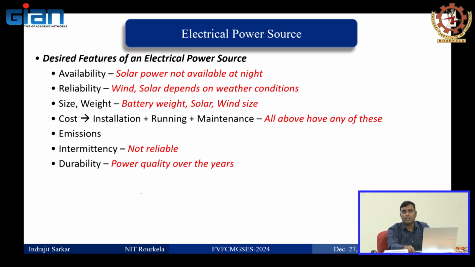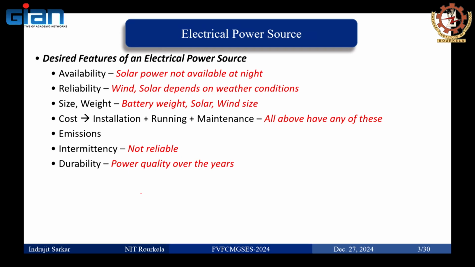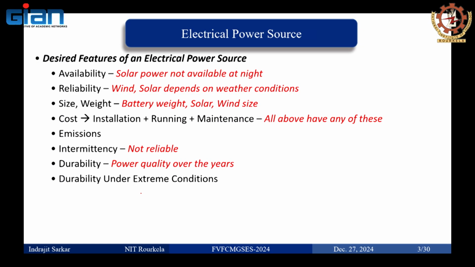Durability, it has to withstand harsh weather conditions. One professor was mentioning that they installed a solar park, and they installed this PMSG, permanent magnet synchronous generator, where the generator magnets were deteriorated because of extreme humid conditions. He was mentioning that the magnets were becoming powder. Okay, so that means it is not having that durability, right? Durability under extreme conditions, durability over the years.